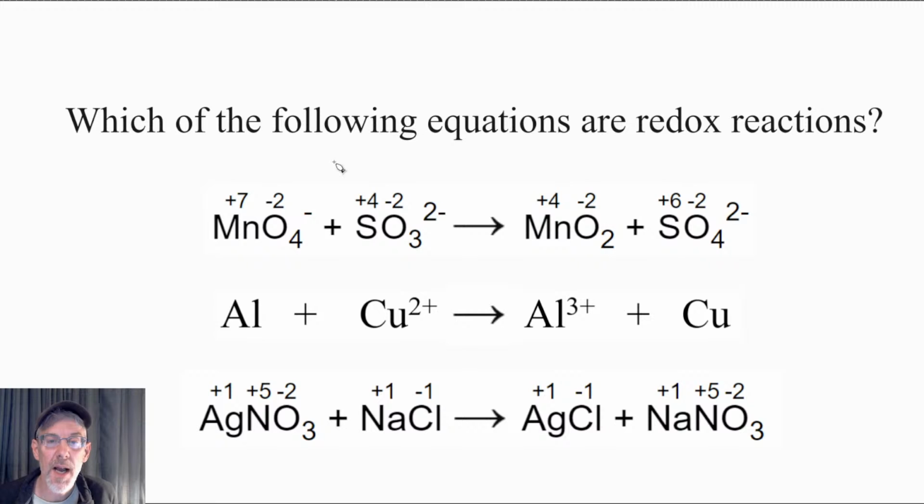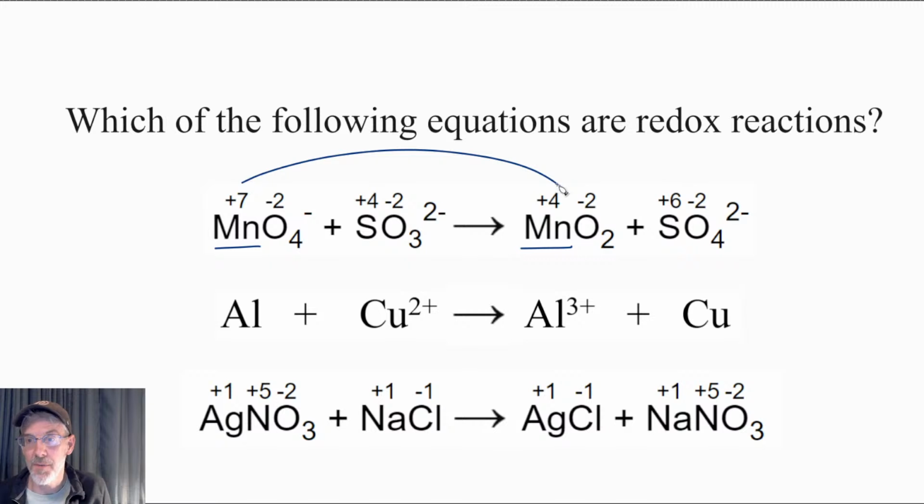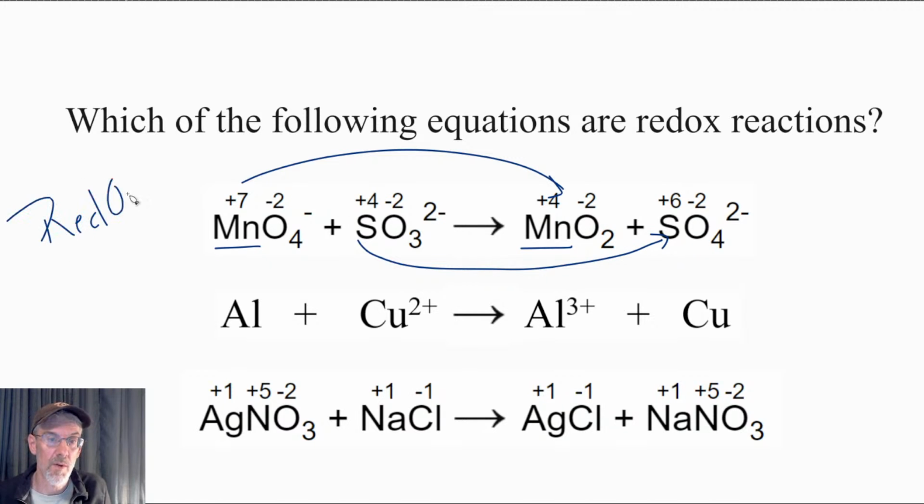So the key to redox is the numbers change. So did the numbers change? Went to +4 here. And oxygen did not change, but sulfur went from +4 to +6. So this is a redox reaction. What about this one here, though?